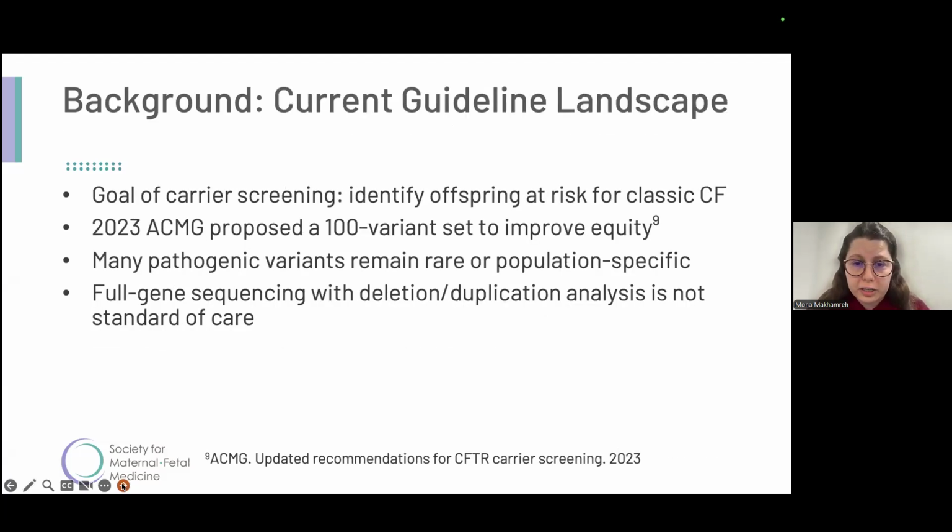Now, the goal of carrier screening is to identify offspring that are at risk for classic cystic fibrosis. In 2023, ACMG proposed a 100 variant set panel for carrier screening in cystic fibrosis to improve equity in testing. Many pathogenic variants remain rare or population specific, and full gene sequencing with deletion duplication analysis is not standard of care at this time.